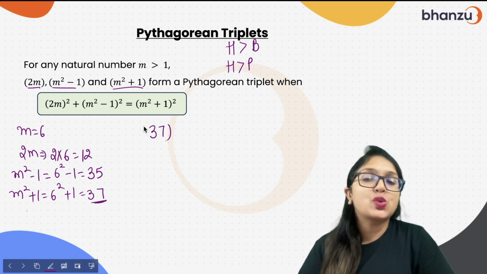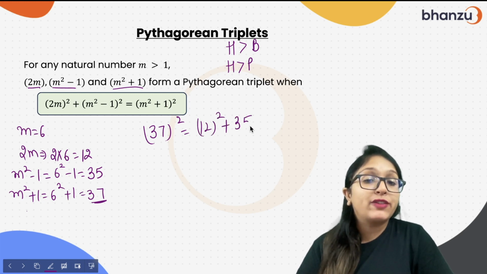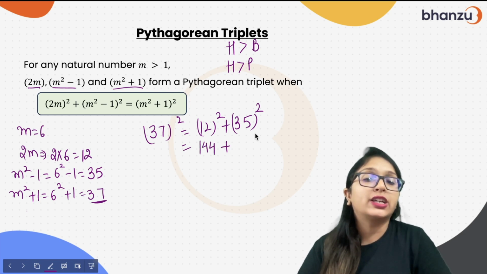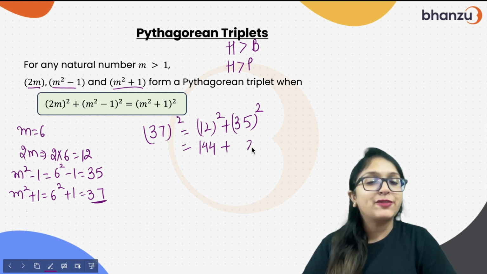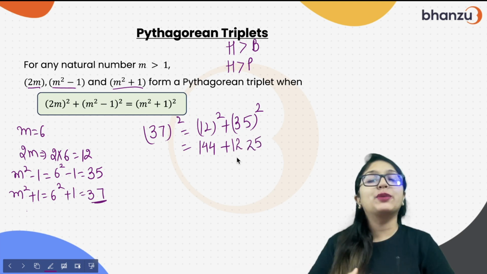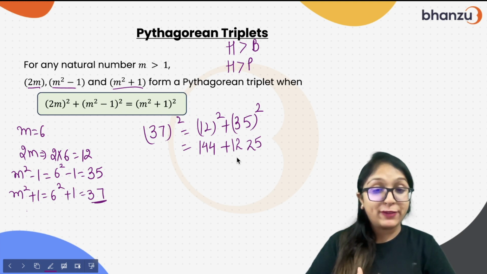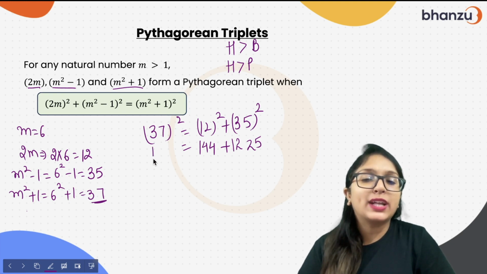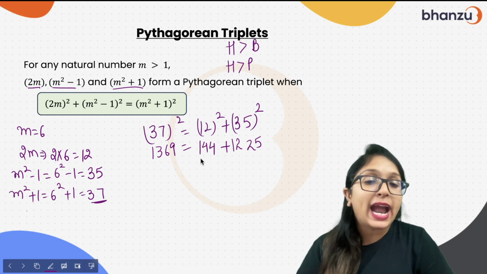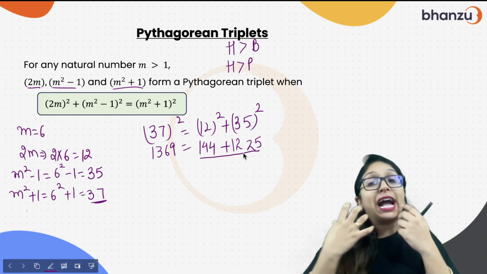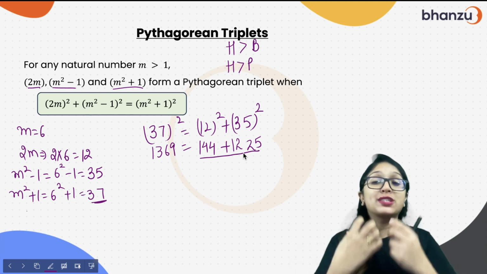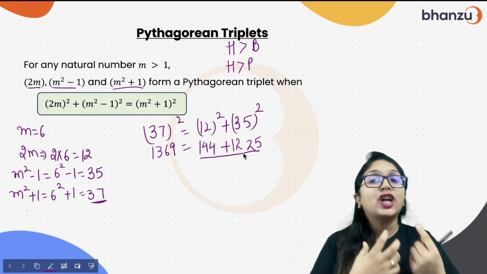So 37 square is equal to 12 square plus 35 square. We can even verify it. 12 square is 144 and 35 square is, you remember we did it in the last video, 5 square is 25, 3 times 4 is 12, so this is going to be 1225. And what is the square of 37? That is 1369. If we add these, we get 1369 only. So that means it actually holds true and we can use this formula to calculate the Pythagorean triplet.